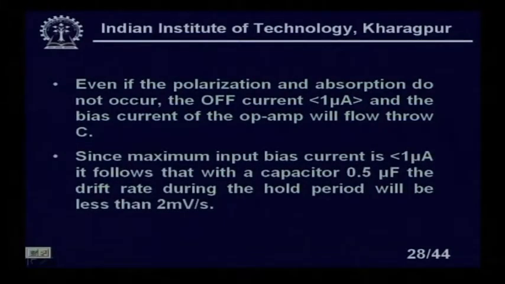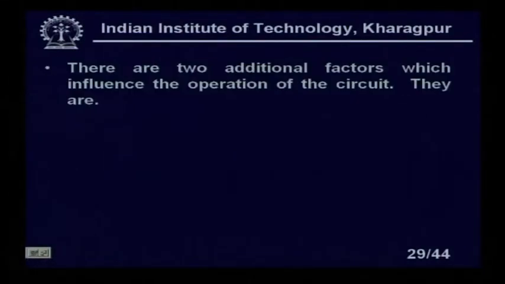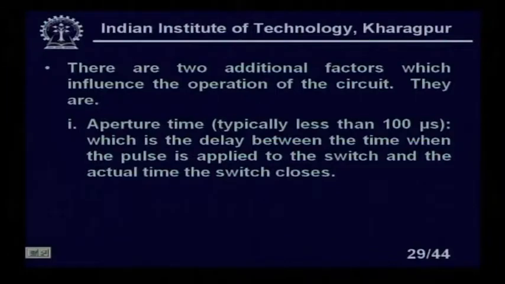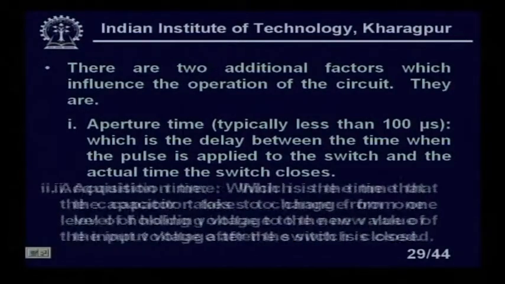Since the maximum input bias current is less than 1 microampere, it follows that with a capacitor of 0.5 microfarad, the drift rate during the whole period will be less than 2 millivolt per second. There are two additional factors which influence the operation of the circuit. They are the aperture time, typically less than 100 microsecond, which is the delay between the time when the pulse is applied to the switch and the actual time the switch closes.